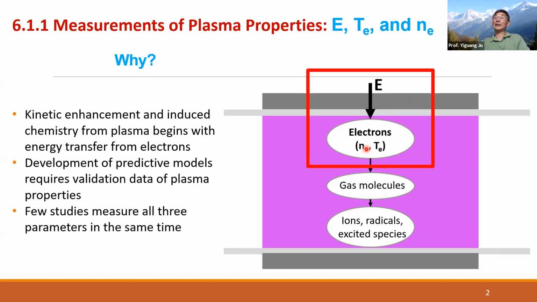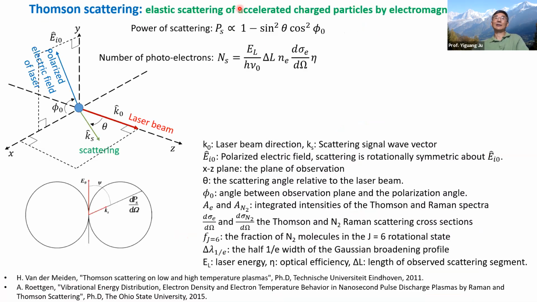Fortunately, in the last few years, significant progress has been made in the diagnostics of plasma properties. Nevertheless, very few experiments have been done to measure all three parameters together as a function of time and as a function of spatial resolution. All right. So the first thing we talk about is Thomson scattering.